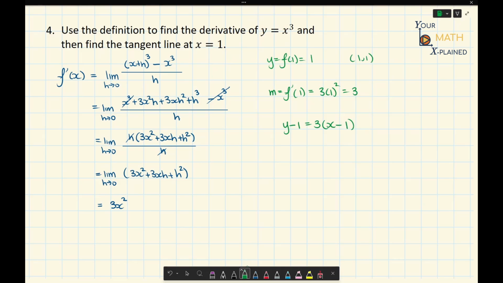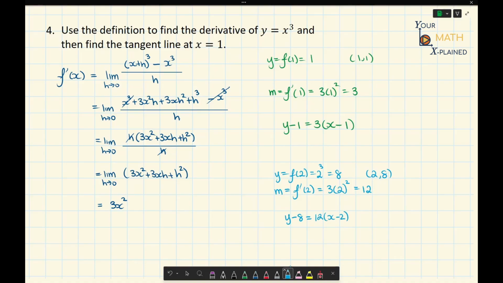And then just for fun, even though this question didn't ask for it, if we needed to find the equation of the tangent line at x is equal to 2, we would do the exact same thing. We would say the y value there would be y is equal to f of 2, which would be 2 cubed. So that's going to be 8. So that means our point is (2, 8). And then the slope would be m is equal to f prime of 2. So then that would be 3 times 2 squared, and that is going to be equal to 12. So therefore, the equation of the tangent line would be y minus 8 is equal to 12 times x minus 2.